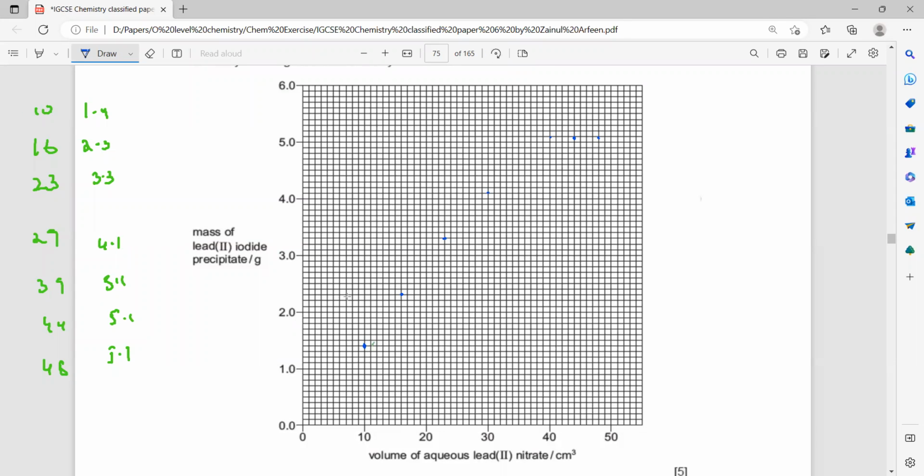We have to draw two lines. One represents the increasing part, and the other one is constant. That's how we draw two intersecting straight lines. So these are the two intersecting straight lines passing through those points.